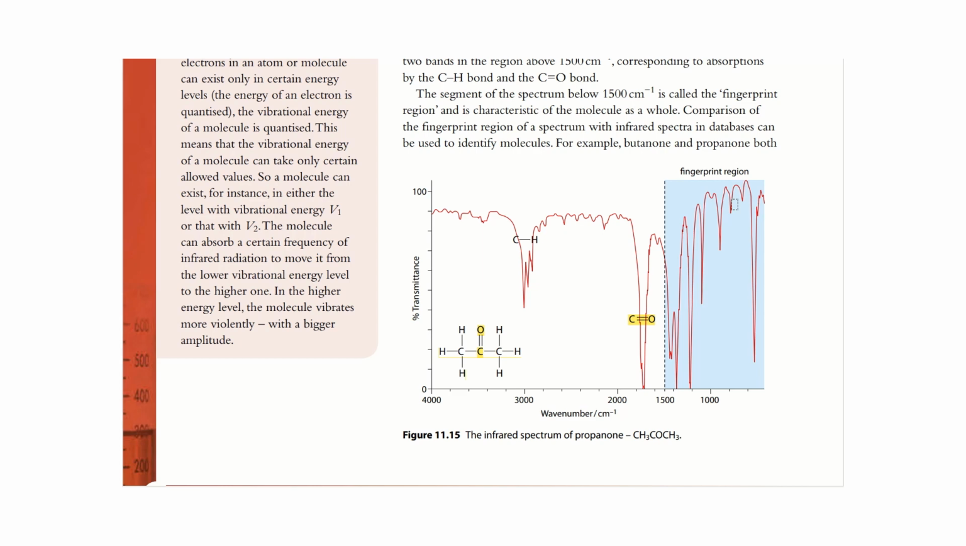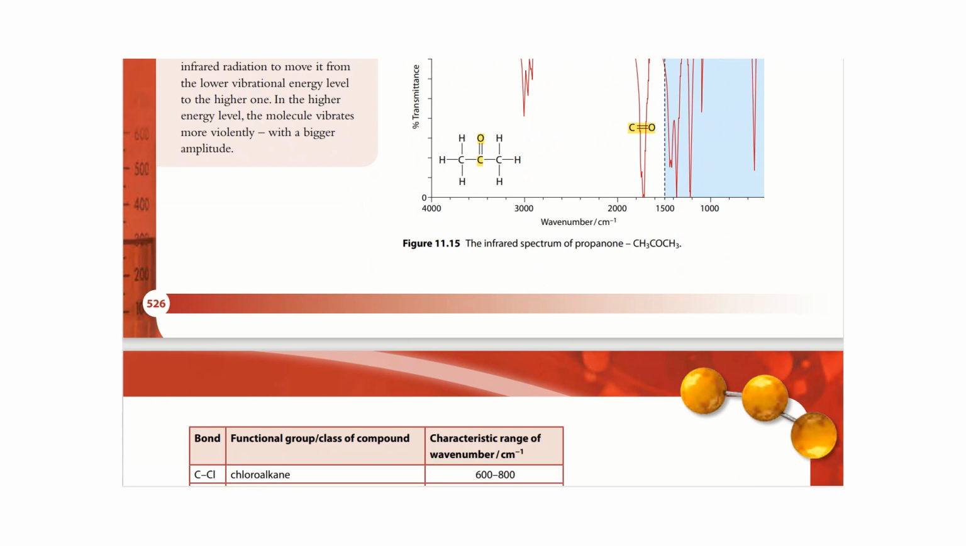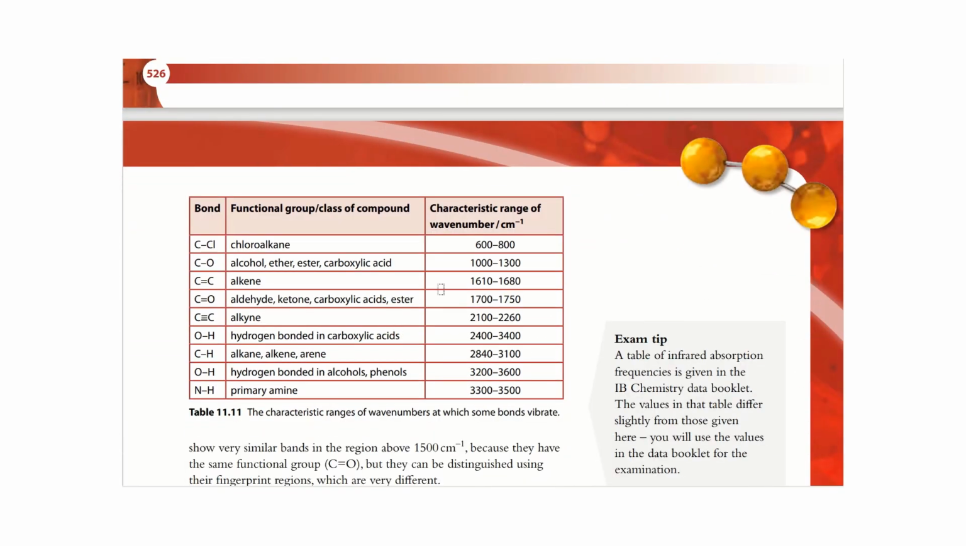So how do I know what is what? In order to know that, and this you don't need to memorize, you need to refer back to your data booklet. Your data booklet has all the bonds that you need, what functional group belongs to each kind of bond, and where they would absorb in the IR. So for example, if I have a carbon with a chlorine, which is also known as a chloroalkane, it will absorb between 600 to 800. If I have a carbon to oxygen single bond, it will be between 1000 to 1300.